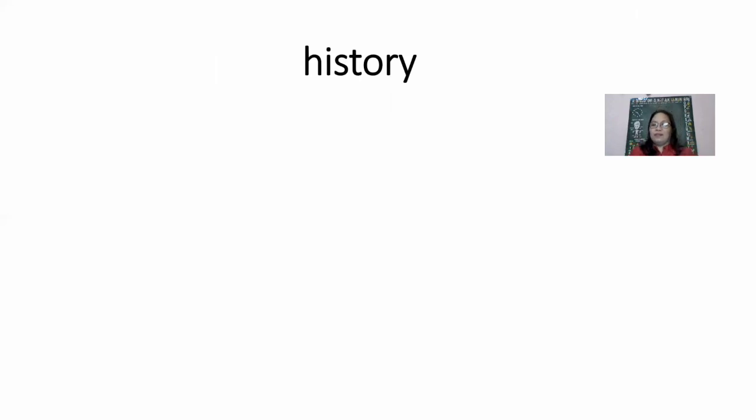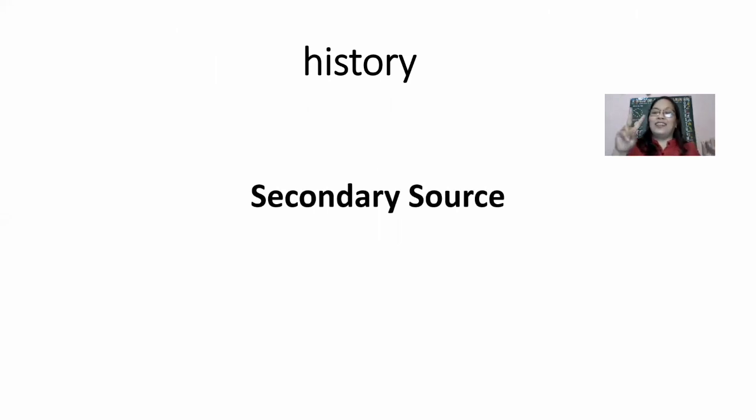Next, history, or history books. Primary, secondary, or tertiary? 5, 4, 3, 2, and 1. The correct answer is secondary source. It is written by authors who are not present in that particular event or situation.